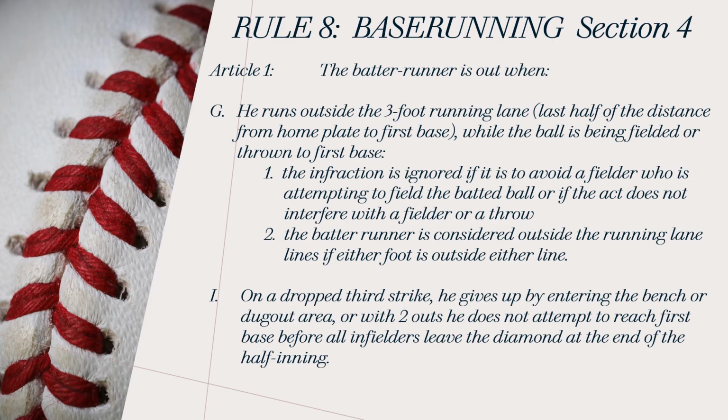Batter runner is out when he runs outside the 3-foot running lane, which is the last half of the distance from home plate to first base, while the ball is being fielded or thrown to first base. The infraction is ignored if it is to avoid a fielder who is attempting to field the batted ball, or if the act does not interfere with the fielder or a throw. The batter runner is considered outside the running lines if either foot is outside either line. So in order for the runner to be legal, they have to be completely inside the 3-foot running lane, which is that last half of the first base line.